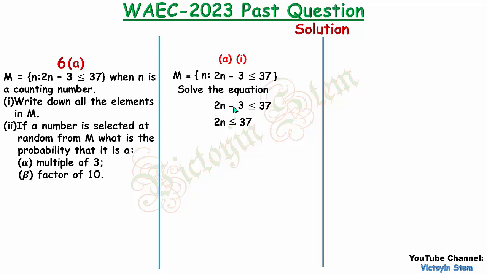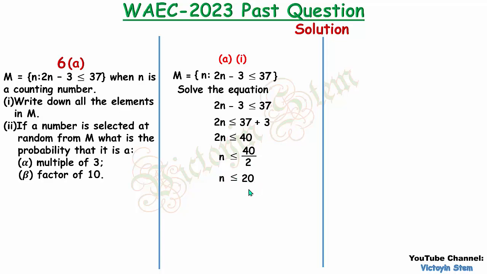Okay, so minus 3 plus 3 is 0. 37 plus 3, so our 2n is less than or equal to 40. Now I need to divide both sides of the inequality by 2. n will now be less than or equal to 40 divided by 2. n is less than or equal to 20.